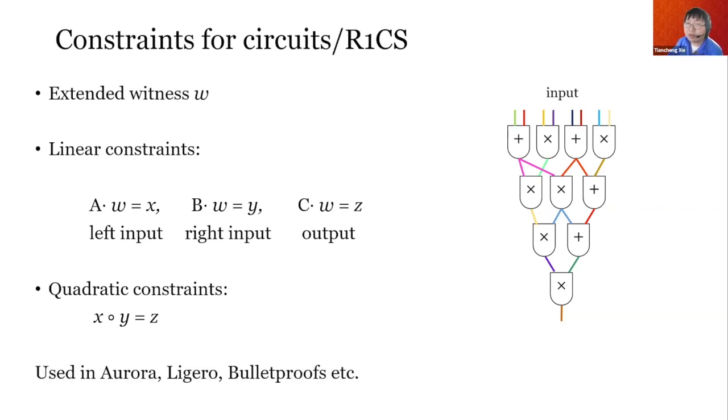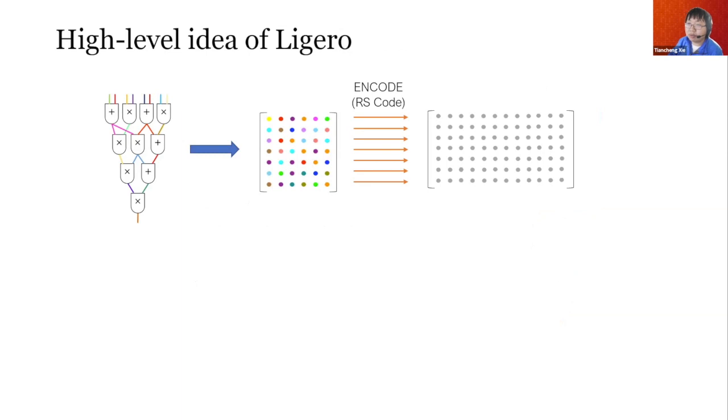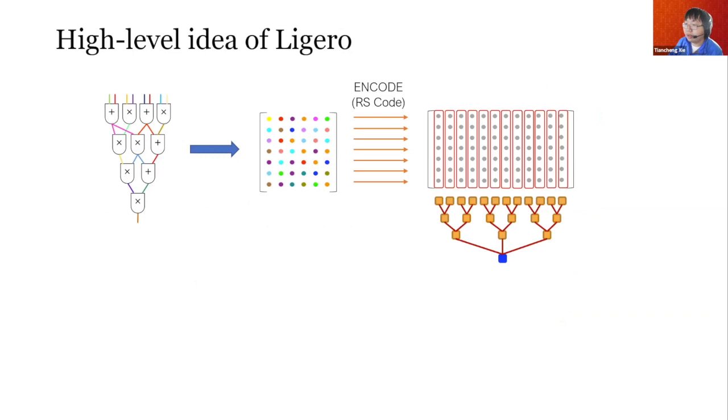And this type of RNCS is used everywhere, basically Aurora, Ligero, proofs. I think LibStark uses it. So the high-level idea of Ligero is it parses the extended witness circuit as a matrix, and then for each row, it uses Reed-Solomon code to encode it and commit to the Merkle tree. Finalize it as a read-only matrix using a Merkle tree.